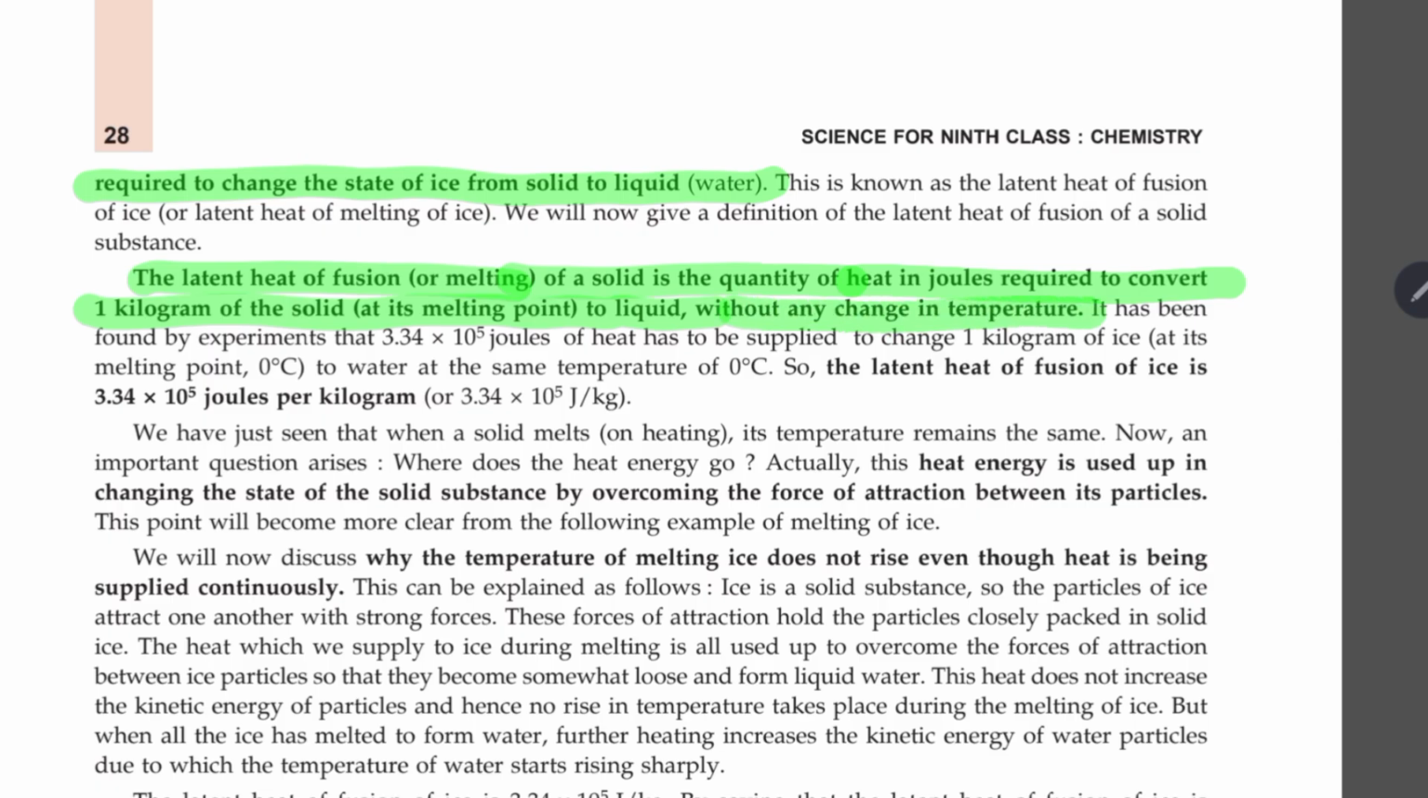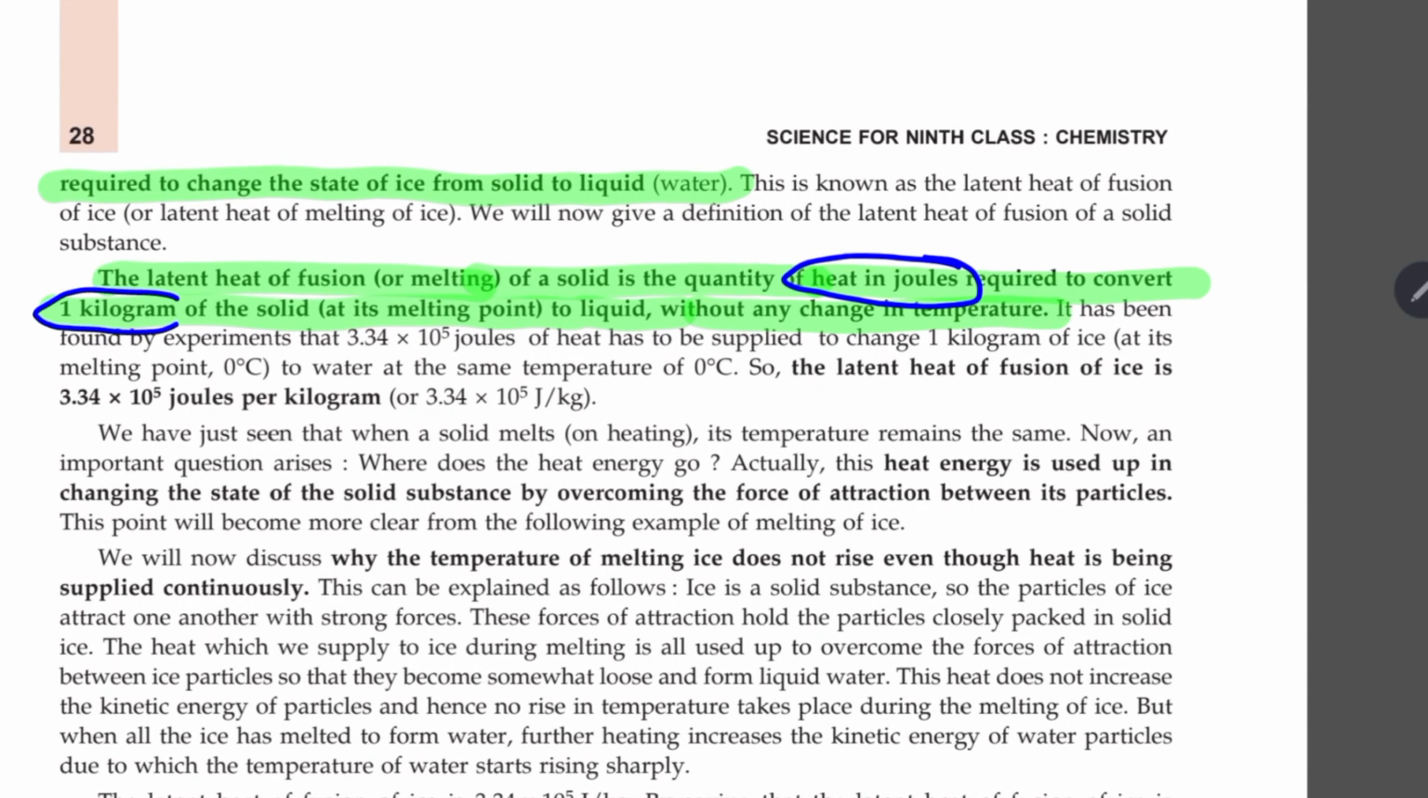So what is the unit of heat? Heat is in joules. To convert the state of the solid, how much of the solid? 1 kilogram of the solid, when at its melting point, to the liquid without any change in temperature. So these are the key words. You have to say that the heat is given in joules. You are measuring in joules. You have to mention that it is the amount of heat in joules which changes the state of 1 kilogram of the solid at its melting point.